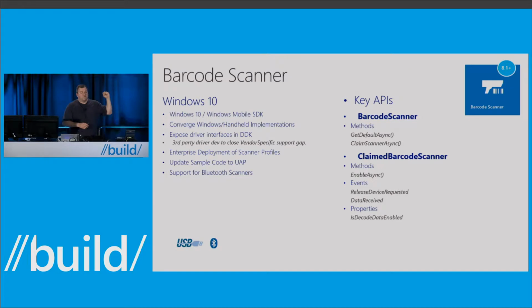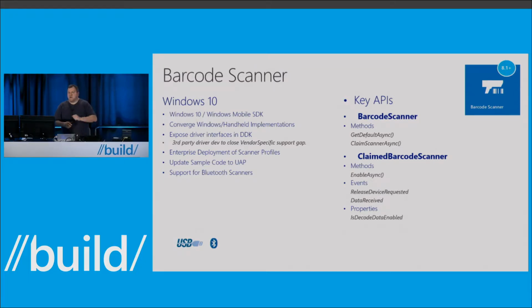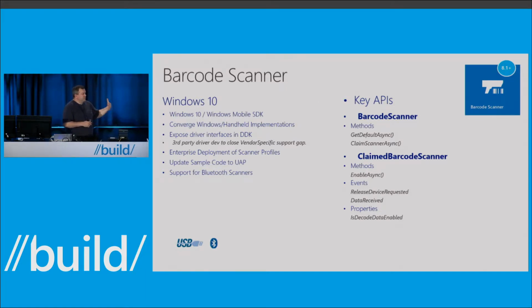You start off with a barcode scanner, you claim the barcode scanner, that gives you a claimed barcode scanner object, and then on that you have a number of items that you can call to enable it to go and do things, to set properties. One of the items that I didn't talk about was the release device requested event.